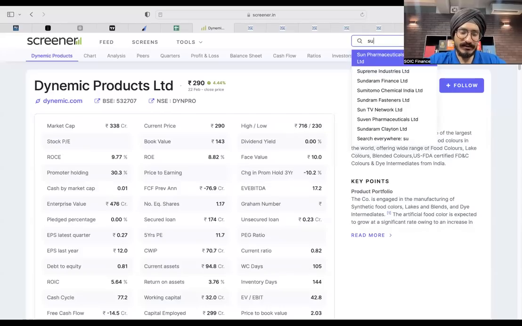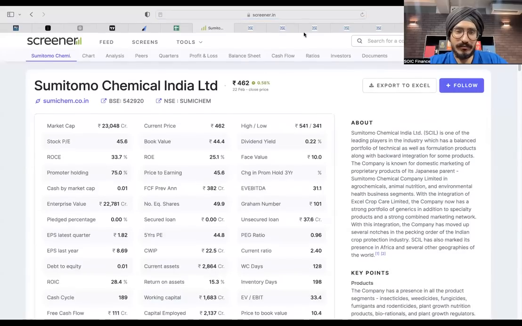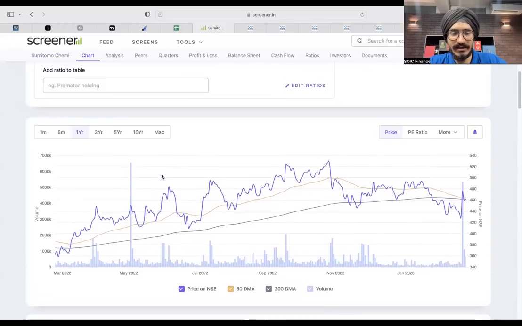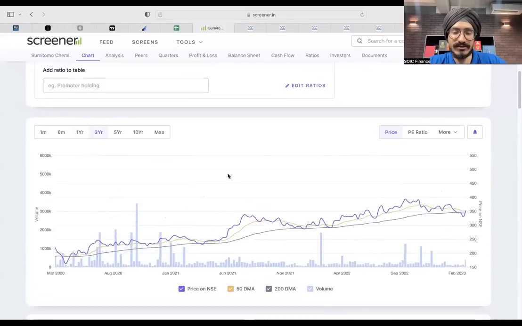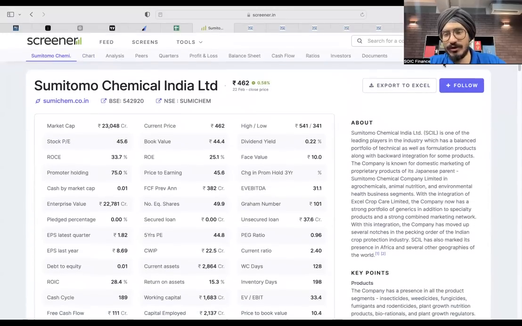Sumitomo is a good company, yaar. Sumitomo is a very good company. No doubt it's a very good company. But क्या CAGR बनेगा यहाँ से? Maybe it's a compounder type at best. I don't know कि इसमें बहुत solid return बने, but it's a very good compounder type at best. Right? So it's a very good company, no doubt.